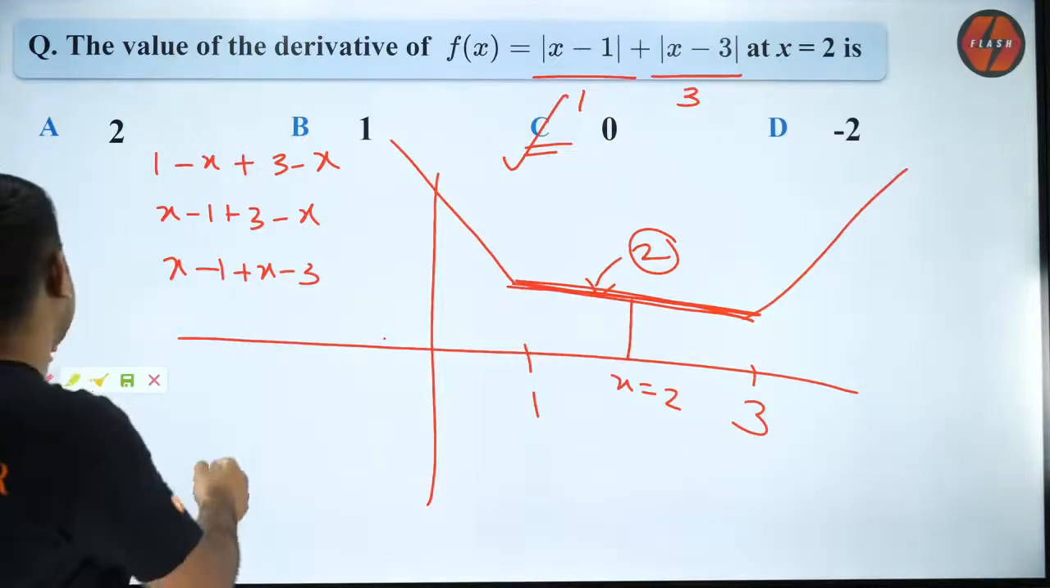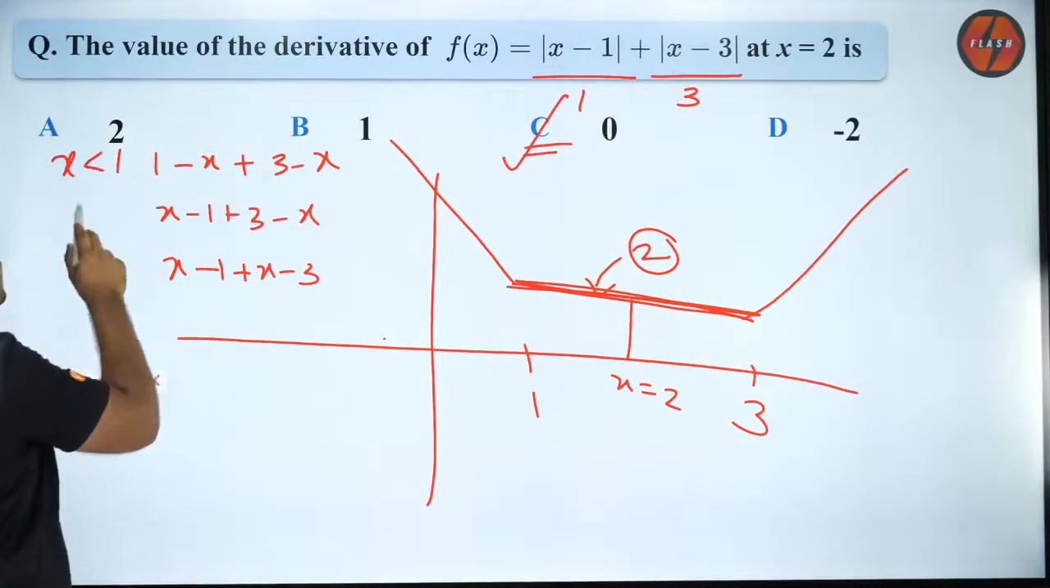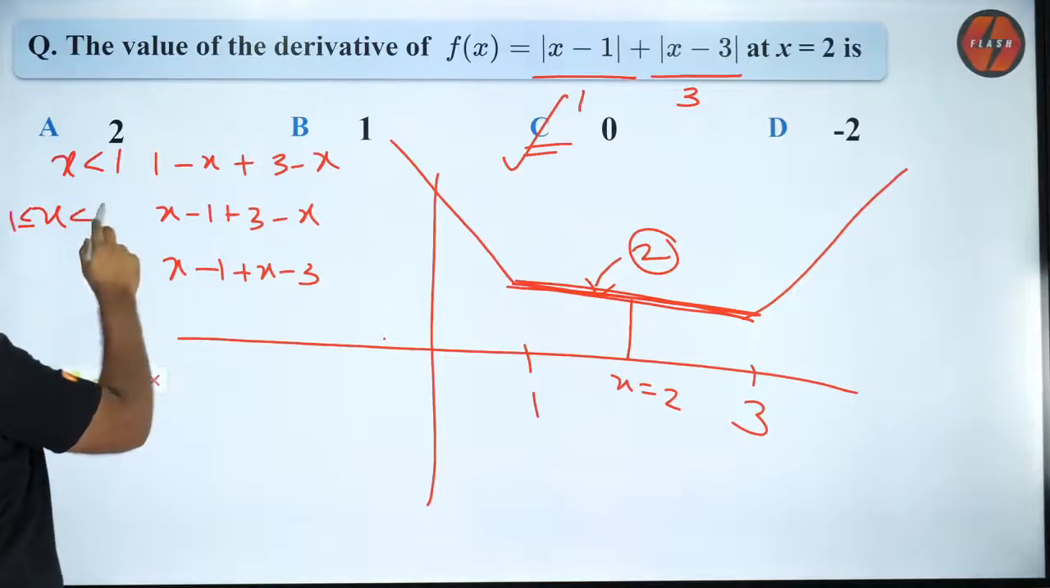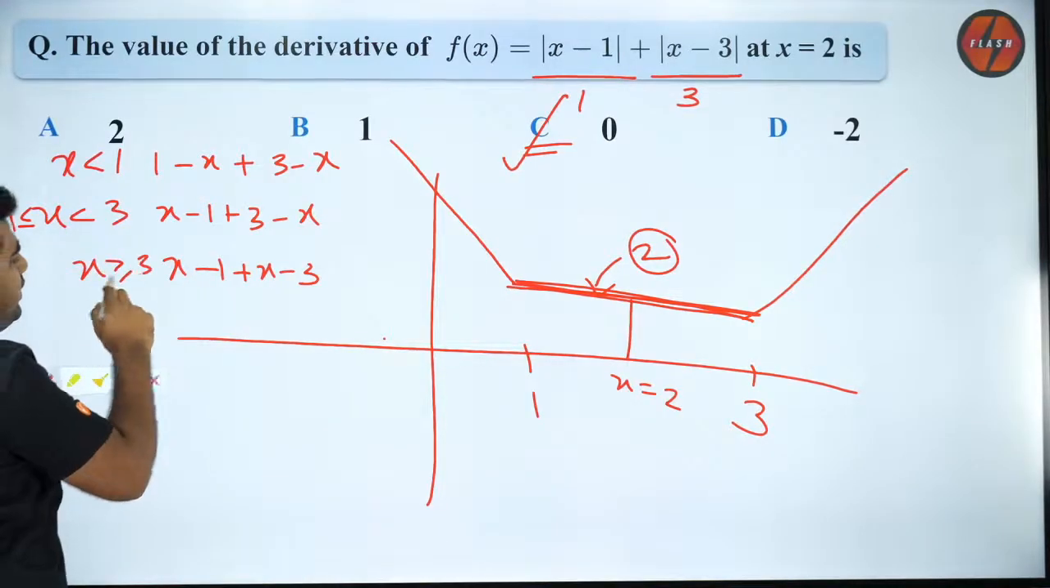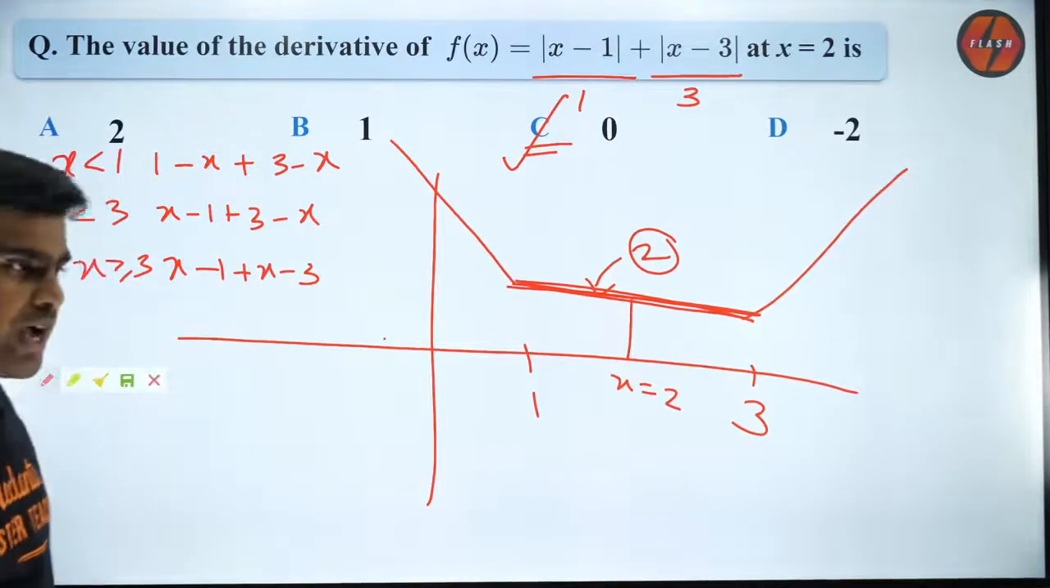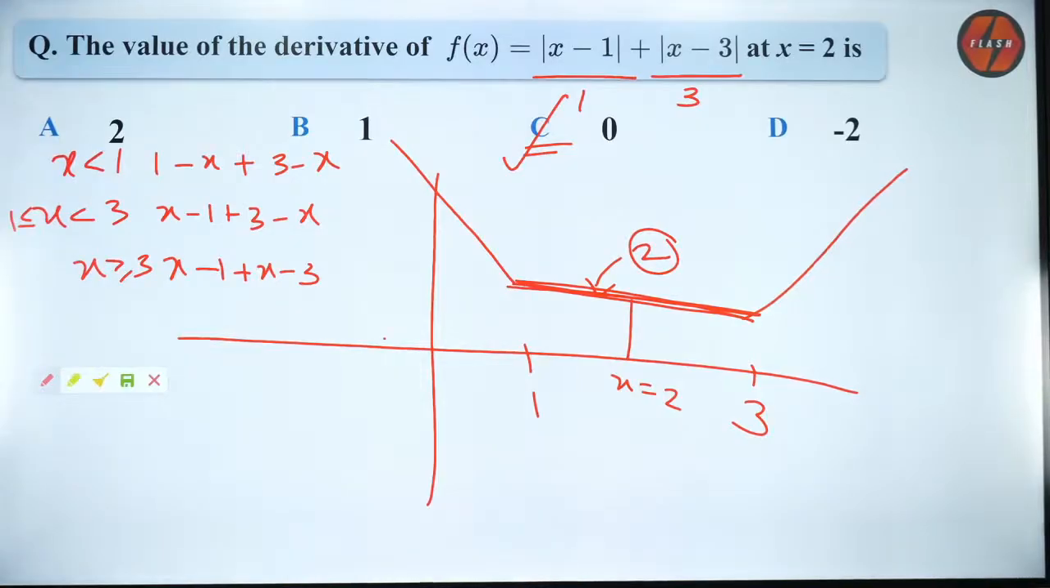So this is for x less than 1. The graph for x less than 1. This is for between 1 to 3. And this is for greater than 3. Okay? Are you guys clear with it? Did you understand it, Achyut? Exactly. It is a boat-shaped graph.